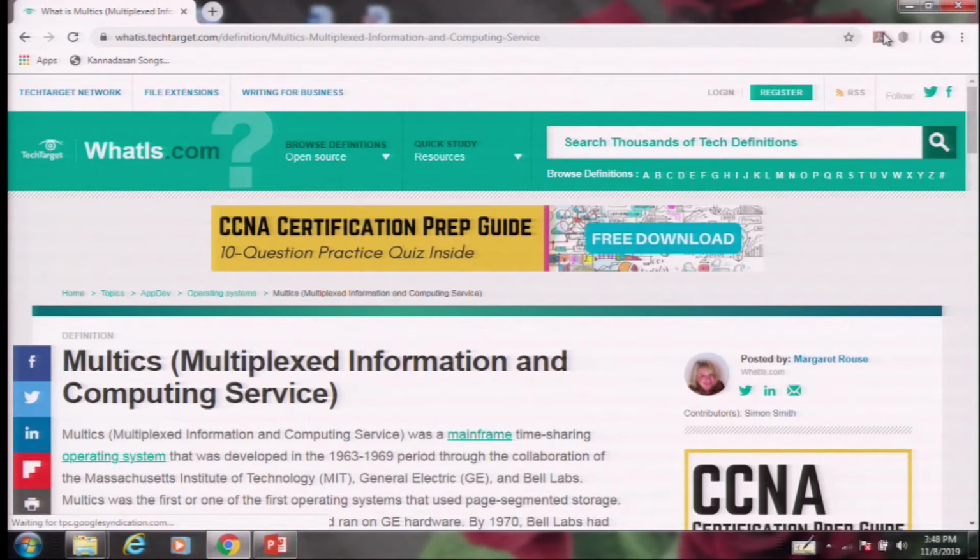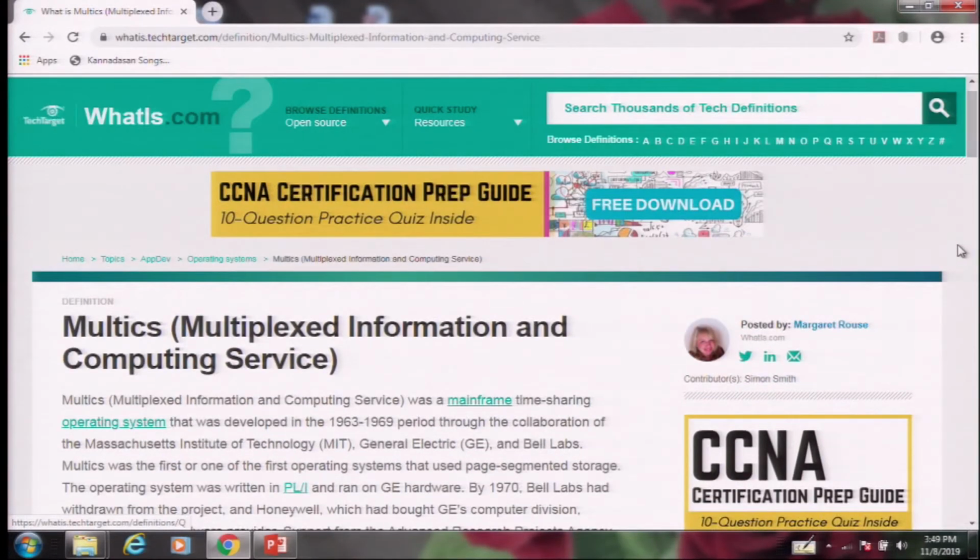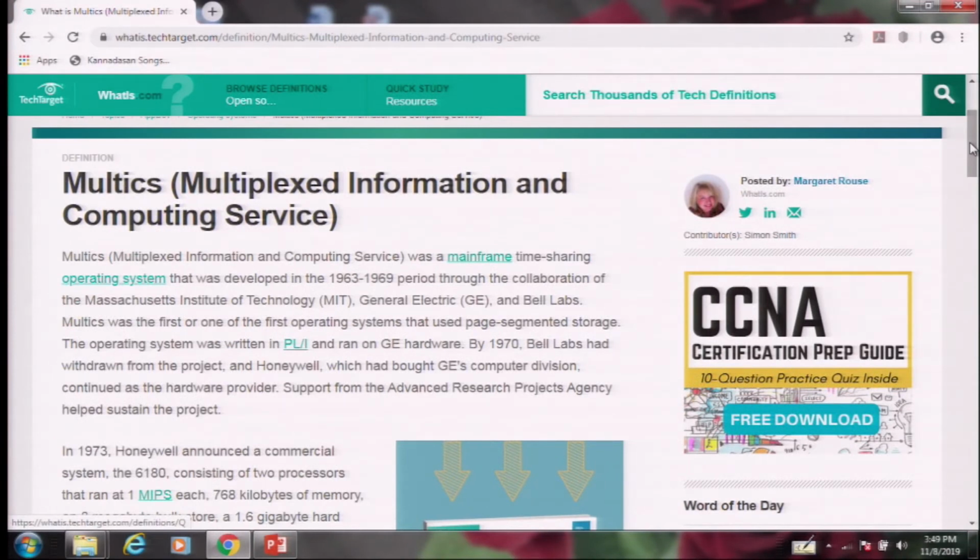However, before the Linux operating system came into being, there was what was called Multix. I am switching to the internet mode, and here we are seeing the Multix operating system, which was called Multiplexed Information and Computing Service. It is a mainframe time sharing operating system. It is very rare that between 1963 and 69, that is nearly 6 to 7 years, there was a wonderful collaboration between the Massachusetts Institute of Technology, General Electric and Bell Labs.